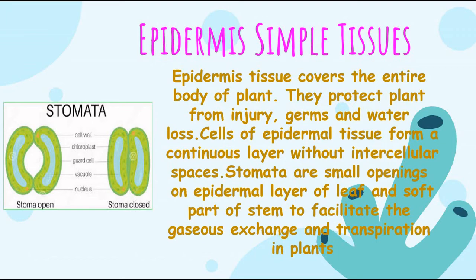Stomata are small openings on epidermal layer of leaf and soft part of the stem to facilitate the gases exchange and transpiration in plants. Each stomata is composed of two guard cells which regulate the opening and closing of the stomata. In desert plants such as cactus, epidermis and cutin, a waterproof waxy substance secreted by the epidermis, are just thicker to reduce loss of water due to transpiration. So it is very important for cactus to not even lose a drop of water. So this cutin is present so that it would prevent the loss of water due to transpiration.